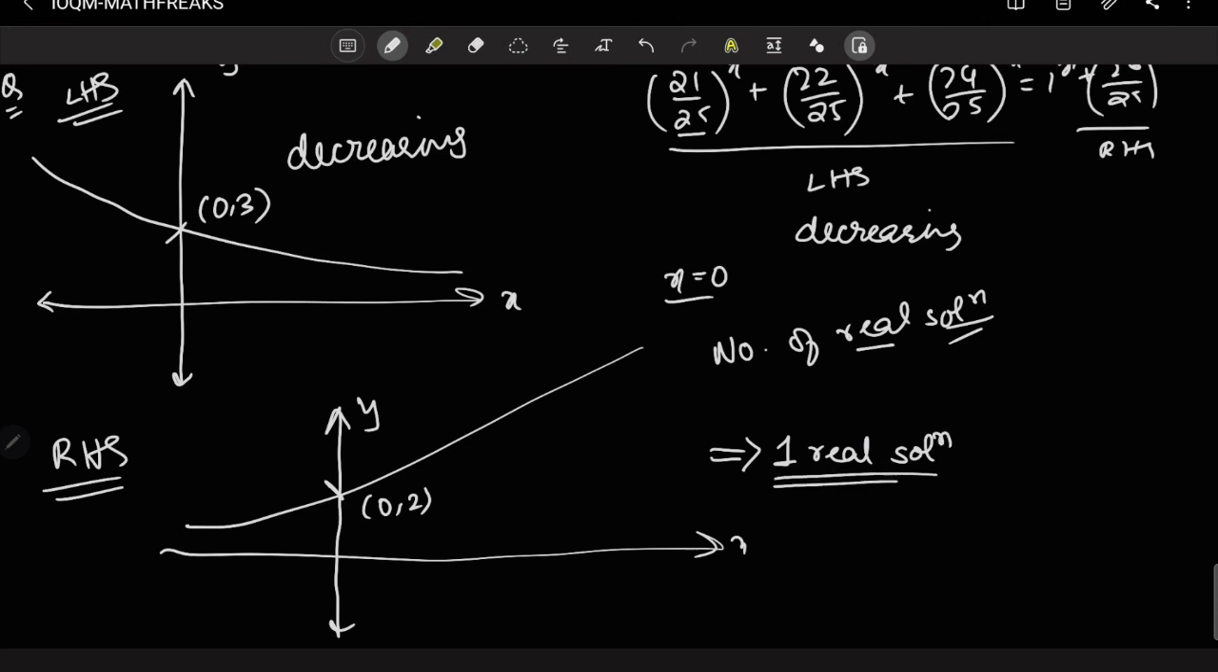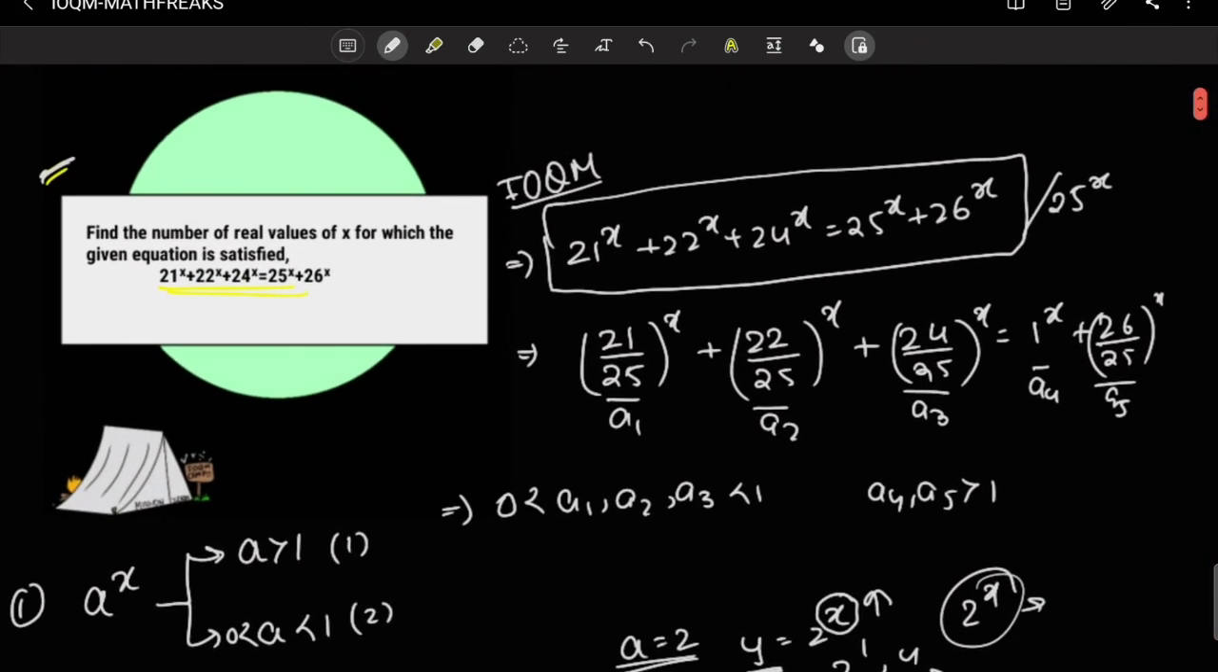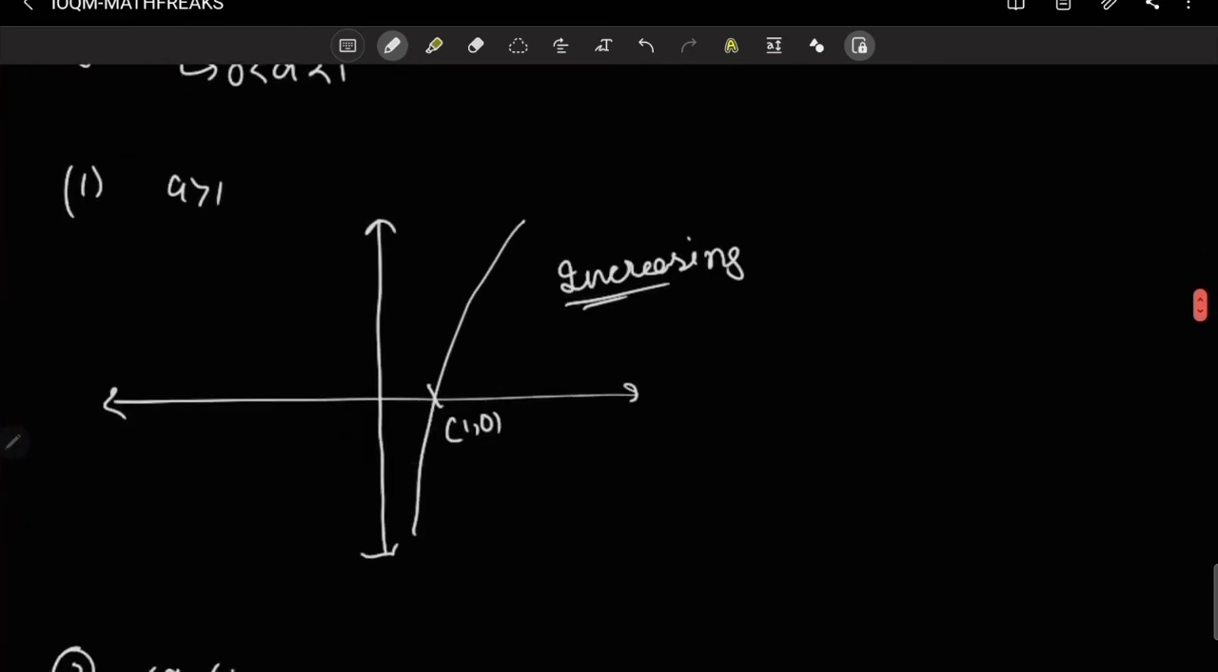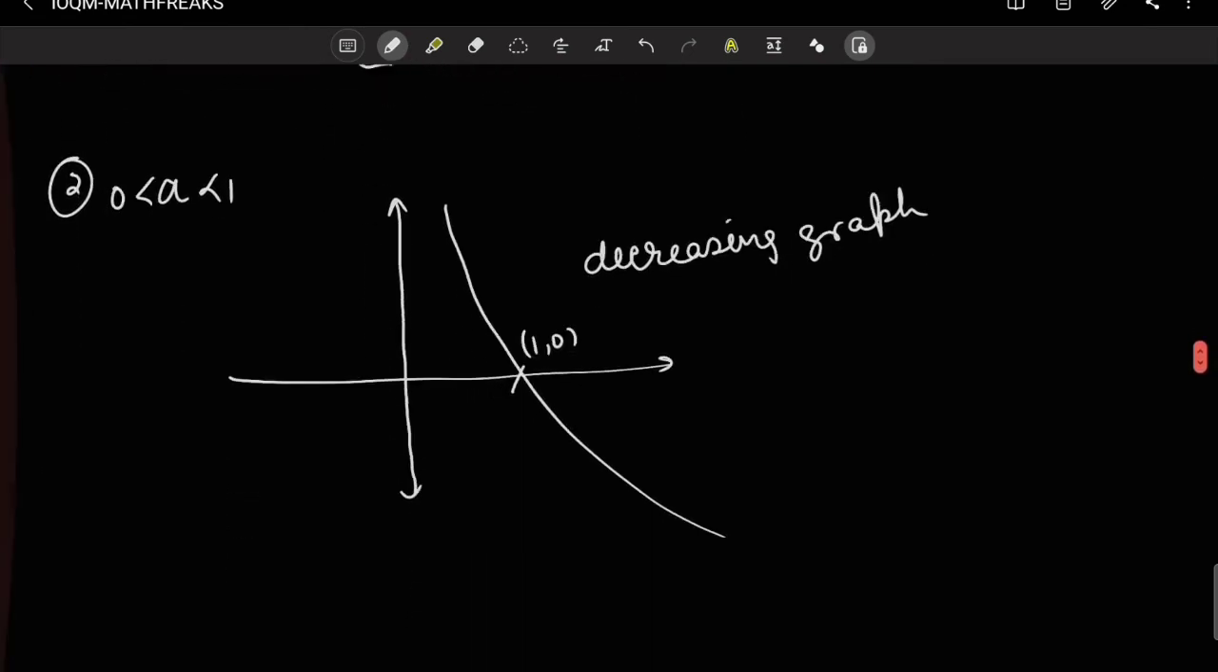Correct? I hope that you understood this question. I don't know if you are going to solve this using the normal method, it will take you an extreme amount of time, while on the other hand if you solve it using the graph, within 2 minutes you can solve it, right?